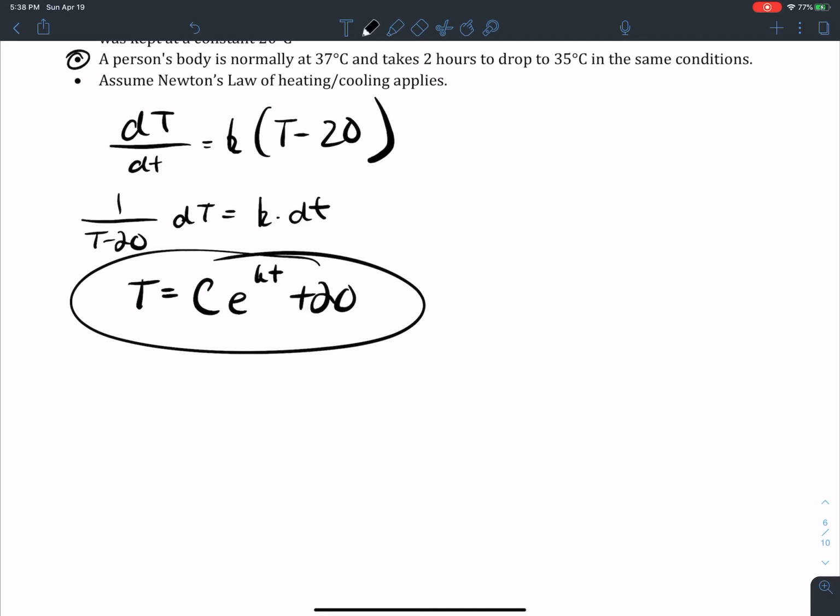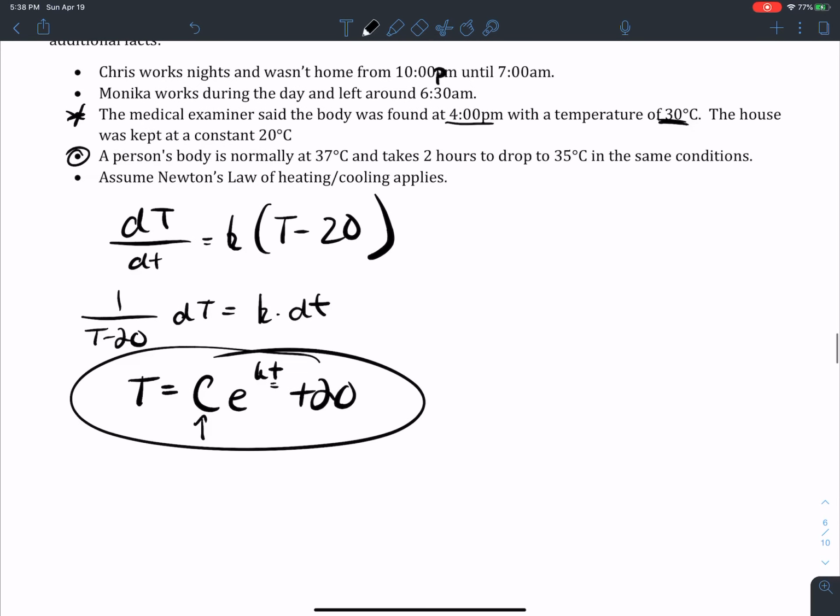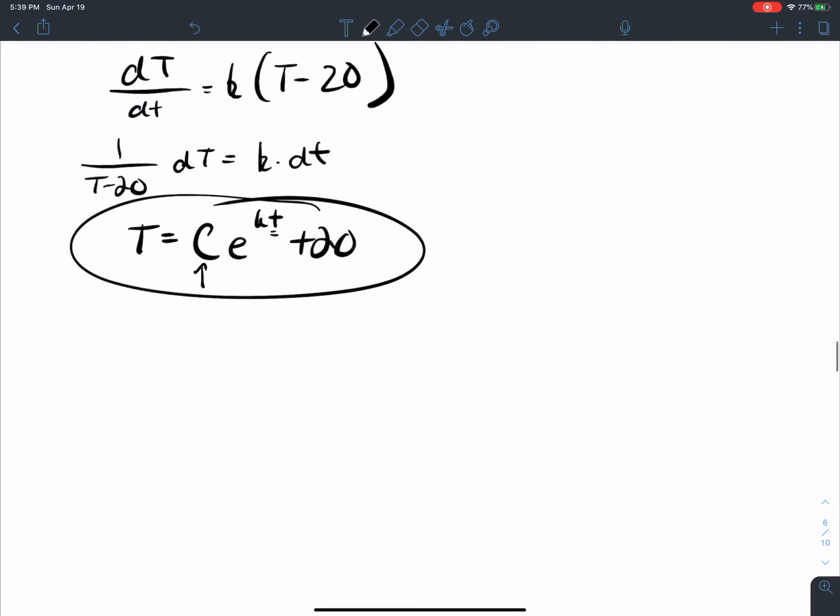Now the idea here is we need to figure out this c value. And again, I want to figure out that c value first because I can get rid of t by setting it to 0. So where would we start, right? A person's body temperature is normally 37 degrees. So Heidi's a person, so she would normally be at 37 degrees before she got murdered. So her temperature should have been 37 degrees at 0 hours before she was murdered, right? So then we get 17 is equal to our value of c.